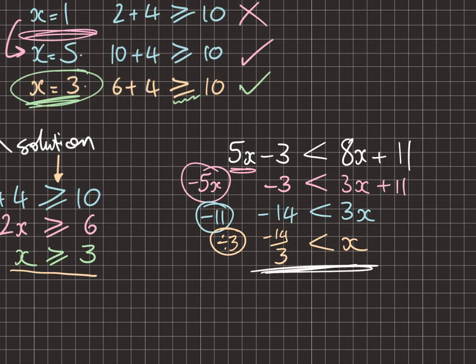Okay, so that's it, that's our final solution, because we've got a single x on the right hand side, and we've got a set of values which work. So we can pick any value for x as long as it is greater than minus 14 over 3. So we could go for minus 4, we could go for minus 3, we could go for minus 2, 0 would work, minus pi would work. Okay, so any number as long as it is greater than minus 14 over 3.